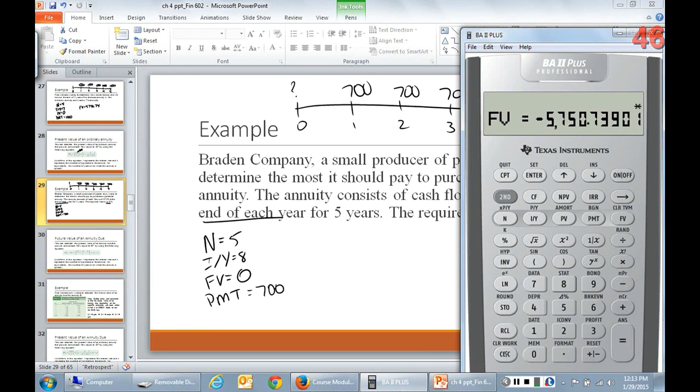So first step is to clear our time value of money. Okay, I had a student come in. The first step here is to clear the time value of money.